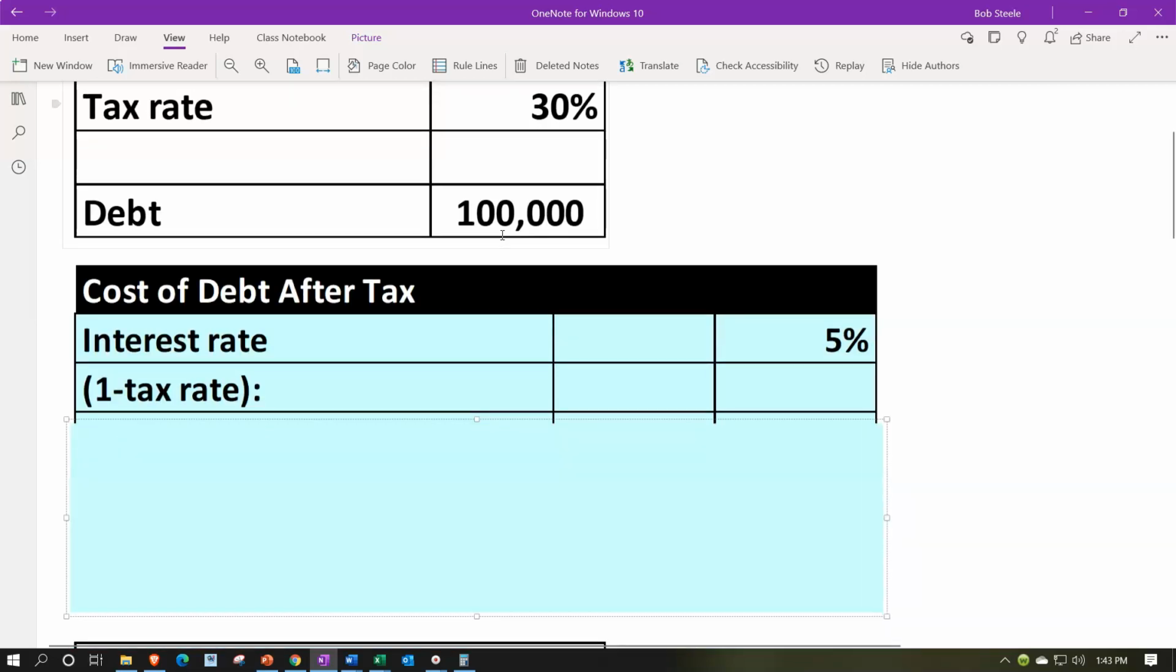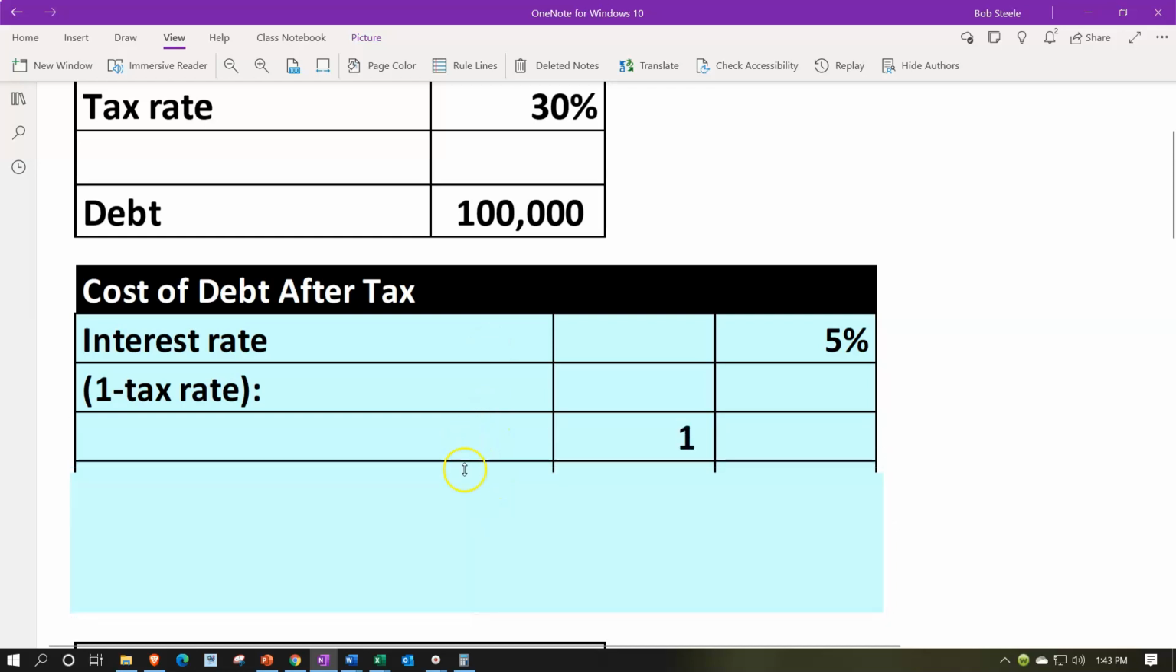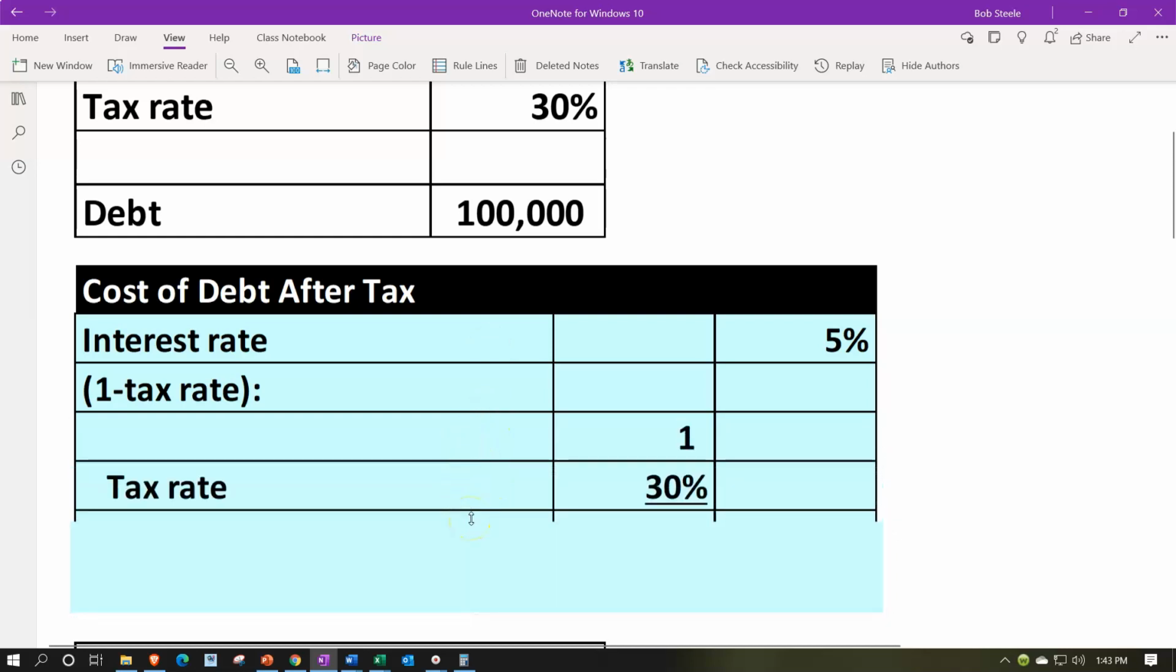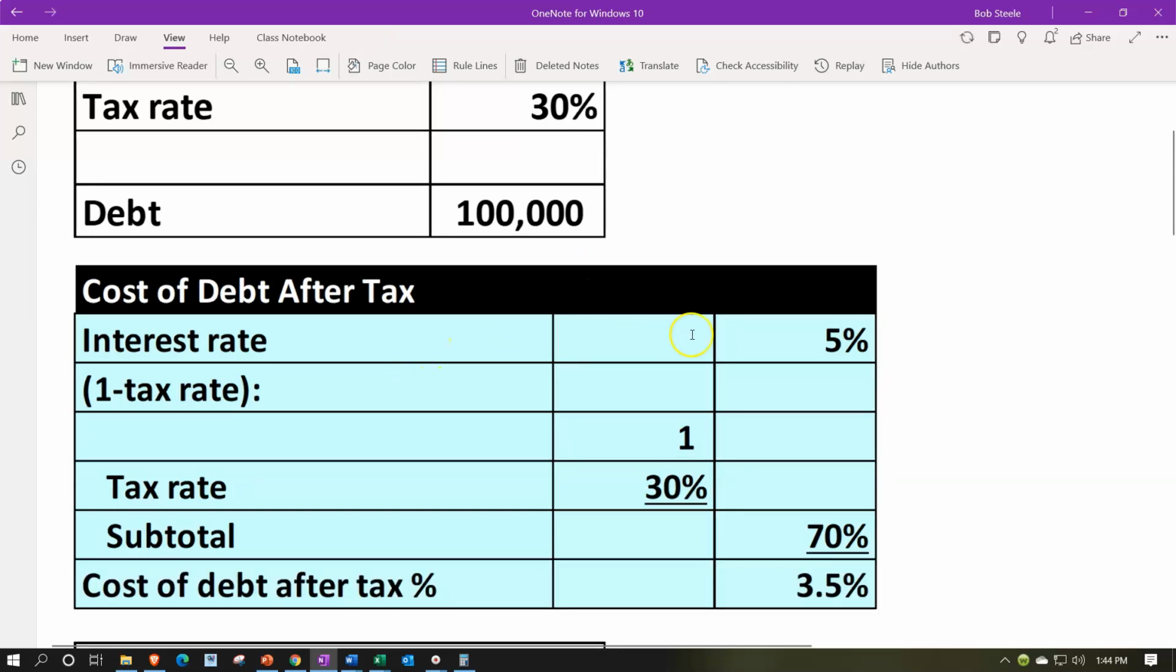That's where our tax is at that point. So then we're going to have the 1 and then the tax rate. So we're taking 1 minus the tax rate. You could think of the 1 as, of course, 100%, or 1 minus the tax rate, which you could think of as 0.3 or 30%. That would then give us the 70%. So then we take the 70% times the interest rate of 5%, and that's going to give us our 3.5.